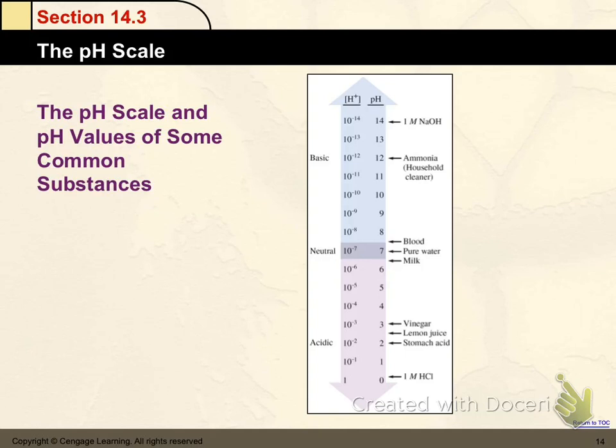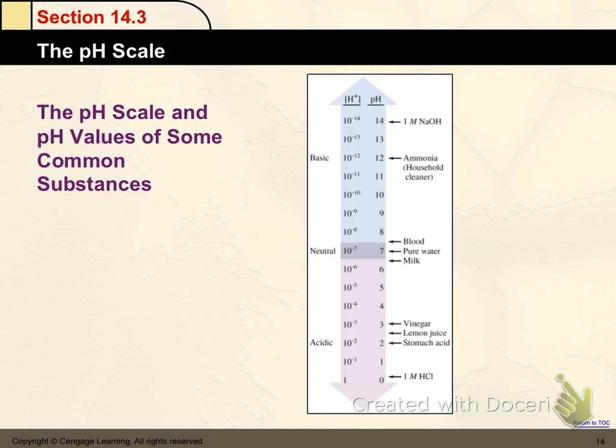So, just to give you an idea of where some common things lie on the pH scale: blood is a little bit more basic than neutral. It's a very small range in which our blood can fit. If it gets higher or lower than that range, really bad things happen. The body has a pretty cool buffering system that we'll talk about later in this unit that keeps us within that range. Pure water, obviously, is 7.